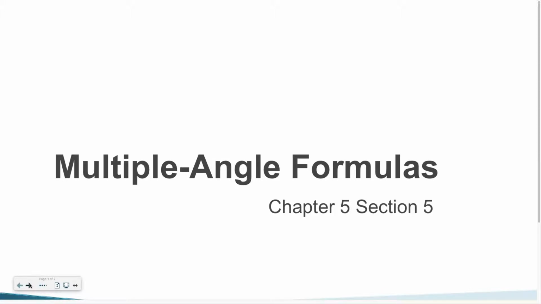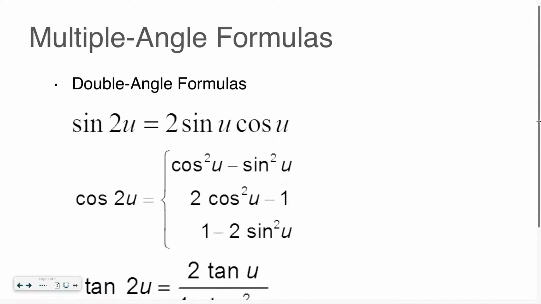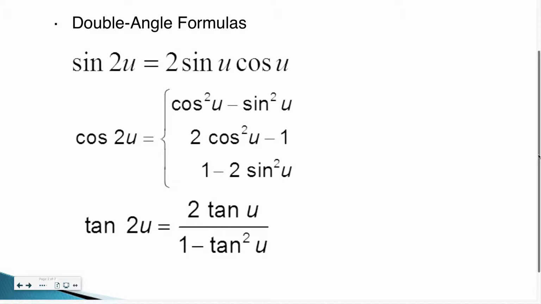So these are the double angle formulas. I'm just going to give you a little bit of time to write those down. Cosine has 3 different formulas, basically because they can be rewritten using the Pythagorean identity. You don't have to memorize any of these. You just need to know how to apply them. So go ahead and write them down. They're all used. We don't have to change any angles.